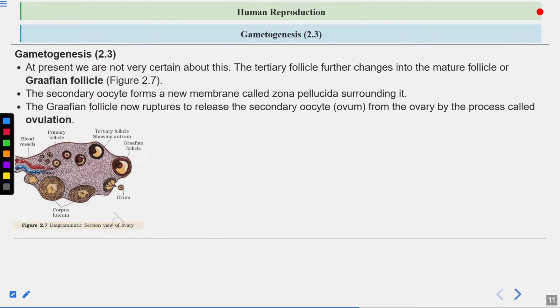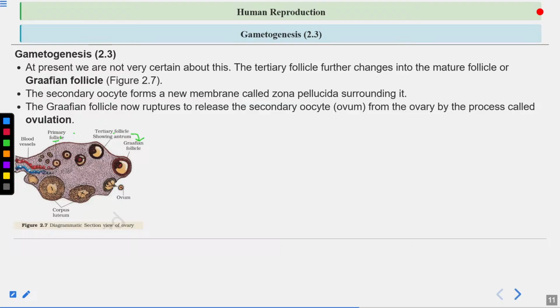So again, you can see this is a diagrammatical sectional view of the ovary. Here, they have shown you the development of the follicles. This development of the follicles requires a hormone, follicle stimulating hormone, which is again released from the anterior pituitary. So primary follicle transforms into secondary follicle, into tertiary follicle, which is characterized by the presence of antrum. The tertiary follicle will transform into mature follicle, also known as a Graafian follicle.